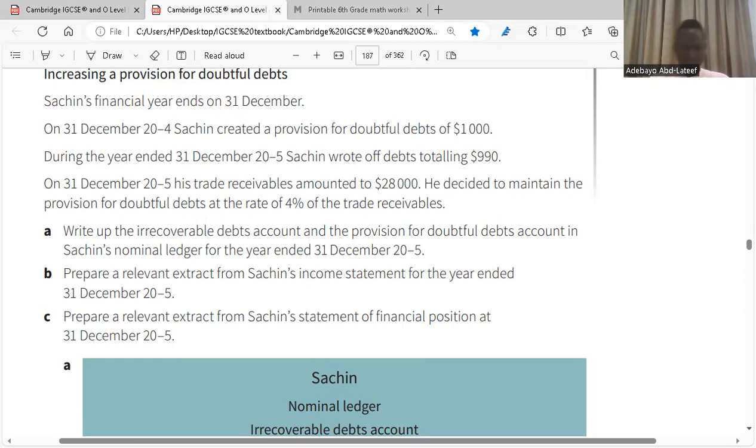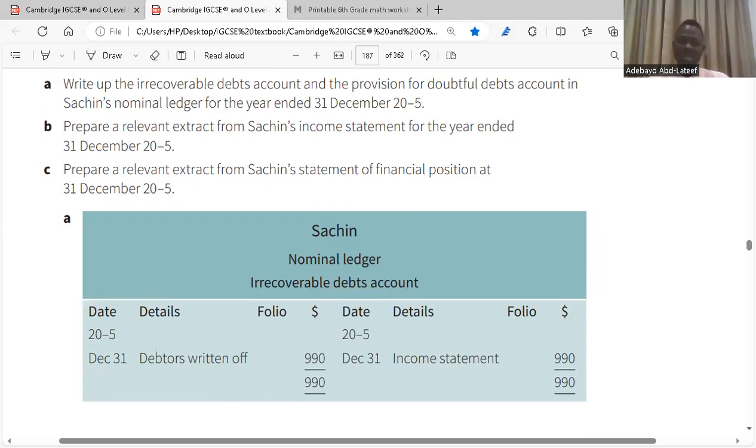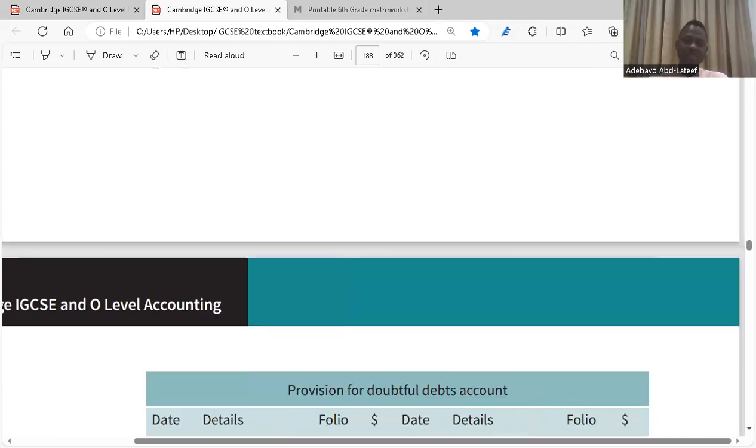Yes. So how do we prepare our nominal ledger? First, we have to prepare the recoverable debt account. Yes or no? Yes. For the recoverable debt account, the bad debt that was written off is 990 on the debit side. Then the income statement on the credit side, 990. That is done, right? Yes.